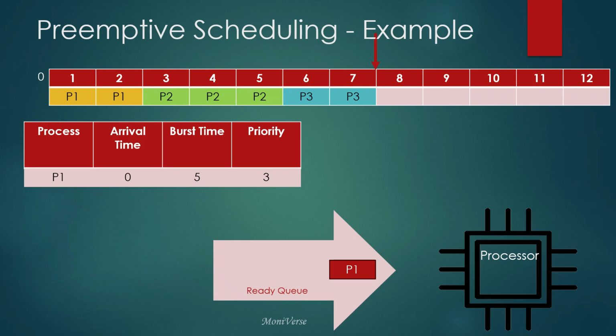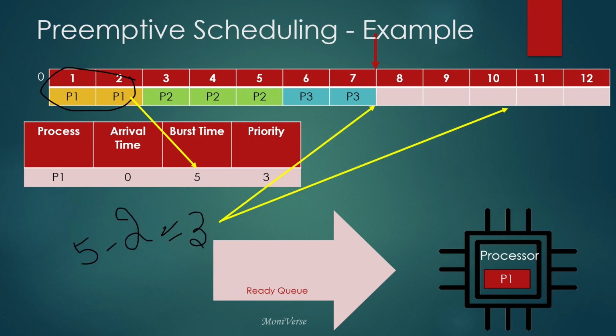Now only one process is left over, that is P1, and its burst time is 5 units, and already it has completed 2 units of execution. So remaining, that is 5 minus 2, the remaining is 3 units. So now it will be executed for the next 3 units of time, right? So this is preemptive scheduling.